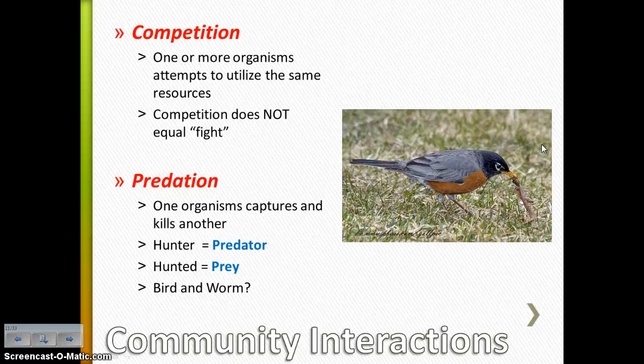They're not fighting each other. You don't see a tree punching another tree. So I don't want you to use that term. It just means that organisms are trying to use the same resources, the same limiting factors.